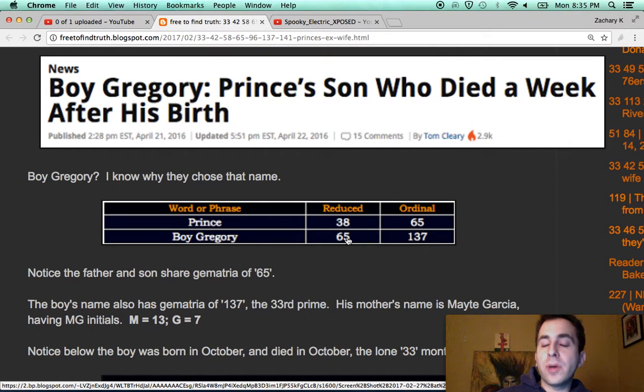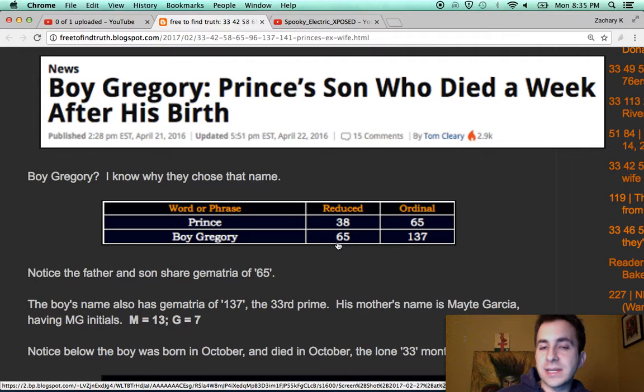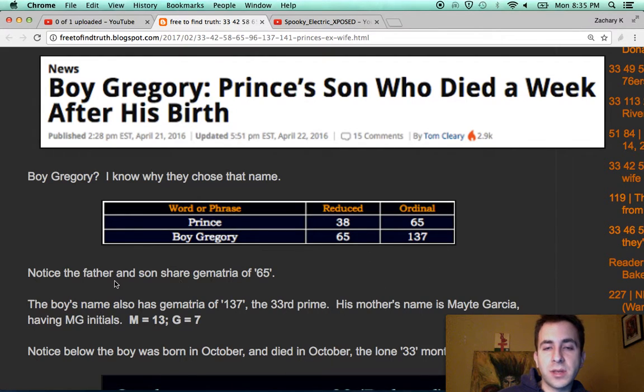For example, in reduced and ordinal, they'll always break down to the same numerology. Prince is 38 reduced, 65 ordinal. 3 plus 8 is 11, 6 plus 5 is 11. Of course, 11 is 1 plus 1 equals 2. But same thing up here. 65 is 6 plus 5 is 11. 137 is 1 plus 3 plus 7 is 11. They'll always break down to the same numbers, the reduced and ordinal format.